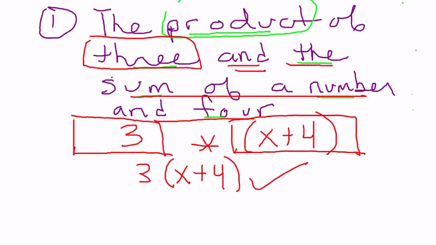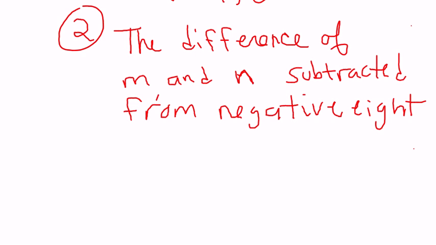Okay, let's try another one. With this one, we have the difference, which is a keyword for subtraction, the difference of m and n subtracted from. So always be careful of the word subtracted from. It affects the way you're going to write it out in terms of the order.